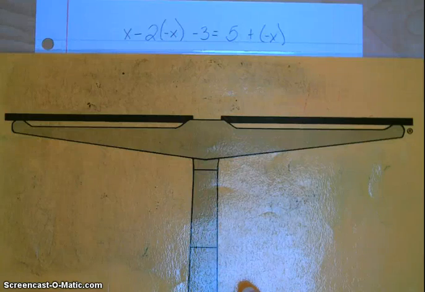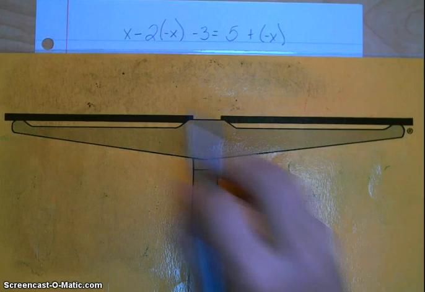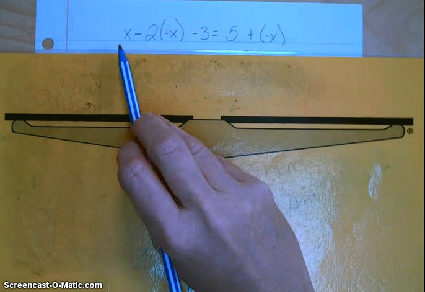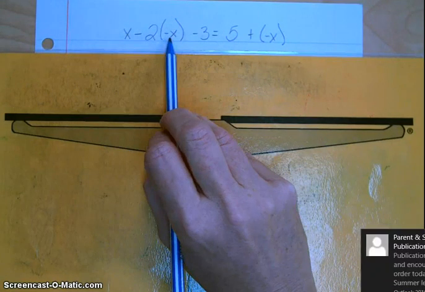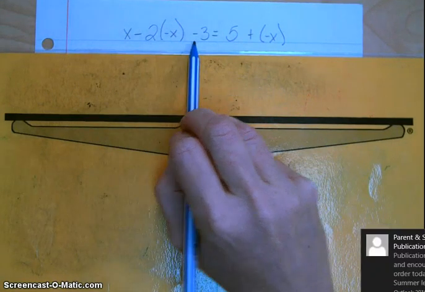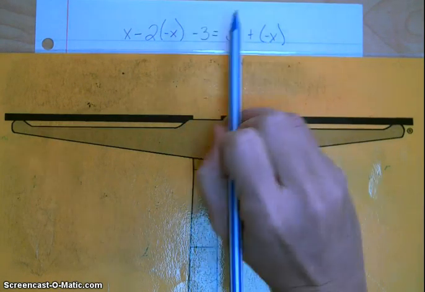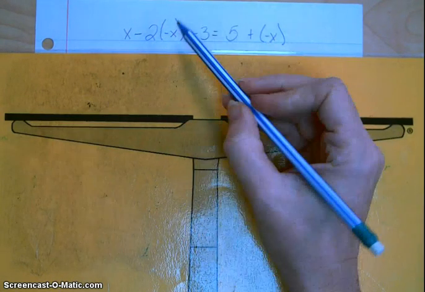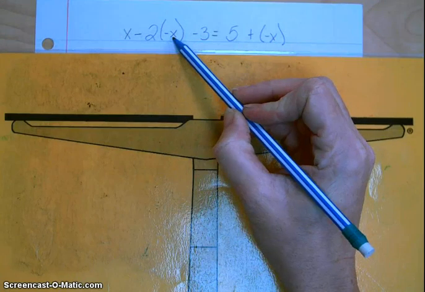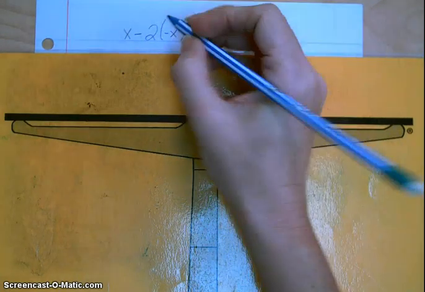Okay guys, this is lesson 24 in Hands-On Equations. I've copied down the problem. It's x minus 2 negative x minus 3 equals 5 plus negative x. If you guys remember, negative x means the opposite of x, and the opposite of x is star.